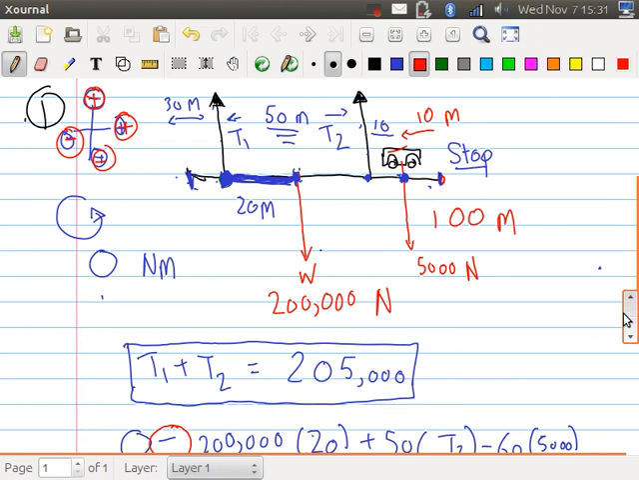T1 is 20 meters from the center. T2, how far is T2 from the center? 30. So which one is closer to the center? T1. So T1 is supporting more of the bridge. Isn't that interesting? The bridge is so much heavier than the car that it's much more stressful to support the bridge than the car. So that's why T1 being closer to the center puts it under more stress.